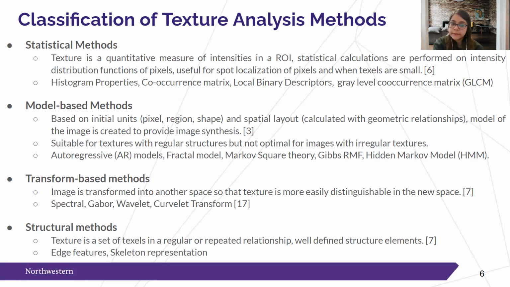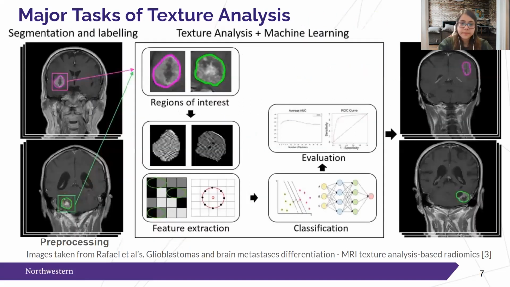In transform-based methods, the image gets transformed into another subspace. This is done so that the texture is more easily distinguishable in the new space. Some common approaches employed here are spectral, Gabor, wavelet, and curvelet transforms. In structural methods, you consider texture to be a set of texels or a set of repeated relationships. You have well-defined structural elements over here, and some approaches are edge features and skeleton representations.